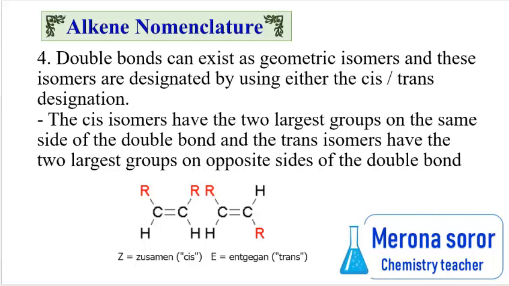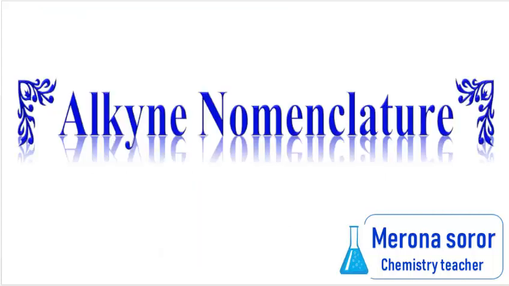Step number 4. Double bonds can exist as geometrical isomers, and these isomers are designated by using either the cis or the trans designation. The cis isomers have the two largest groups on the same side of the double bond, and the trans isomers have the two largest groups on opposite sides of the double bond. This is cis, this is trans. Alkyne nomenclature.